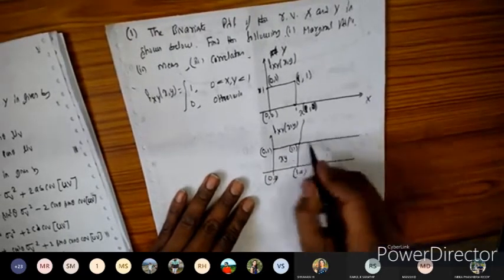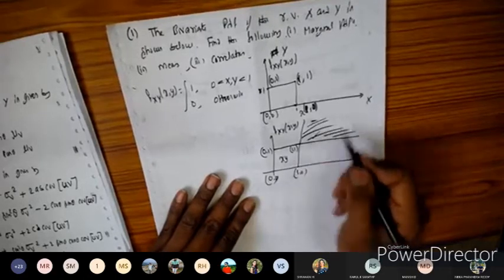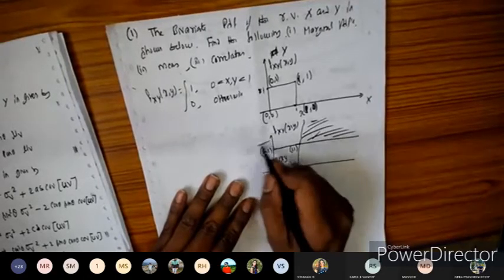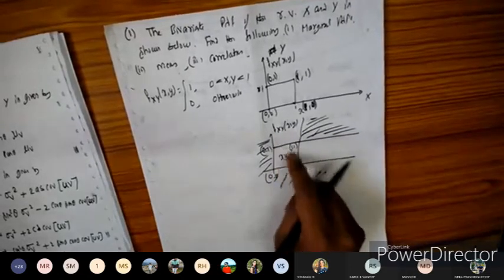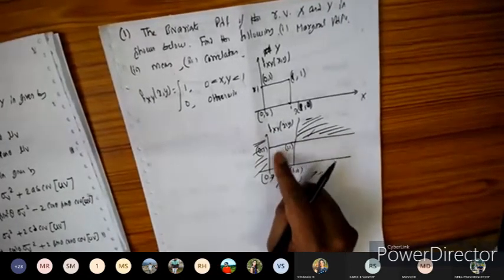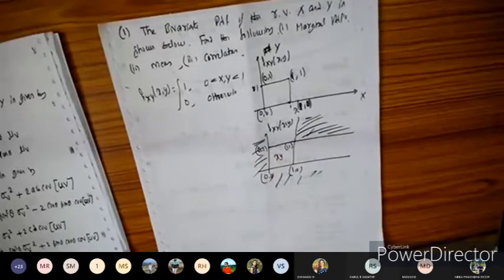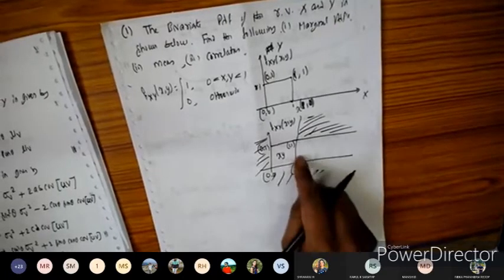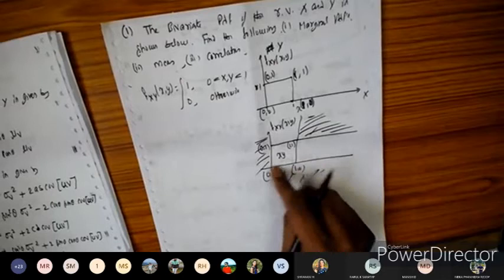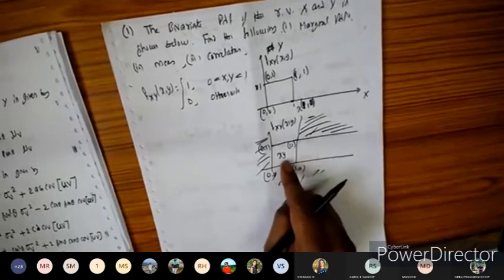For example, if I drag the line, this part will be equal to 0, and even this portion will be equal to 0. Only the PDF will be defined within this range. Like this, we can do analysis here. Some more properties we can verify for this, like the CDF, but let us skip that property for the time being.